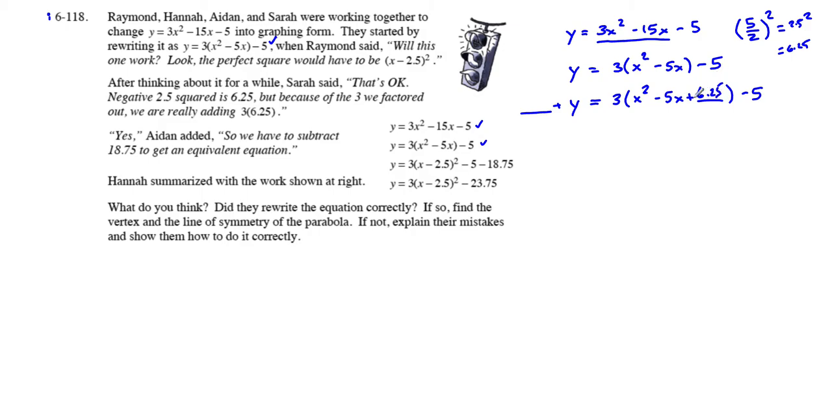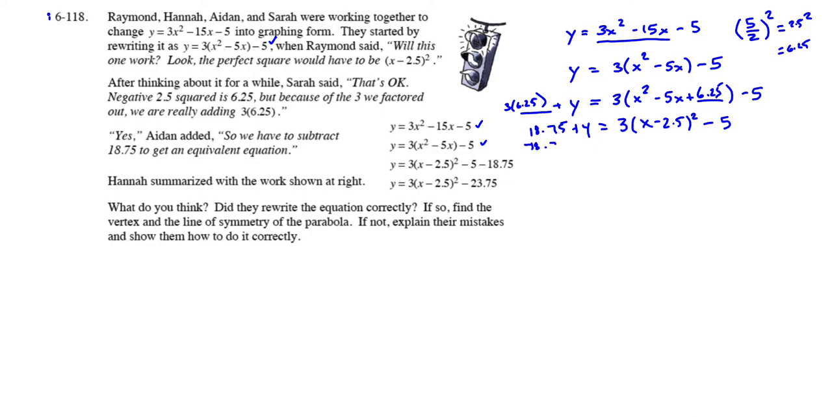But if I add 6.25 on this side of the equation, I have to add 6.25 times 3 over here, because there are really 3 6.25s being added. So I'm going to say 3 times 6.25, which is the same thing as 18.75, plus y equals, and let's go ahead and factor that. That should be 3 times the quantity of x minus 2.5 squared, minus 5. Right now we're in between these two steps. I added it to both sides. Now I'm going to take it away.